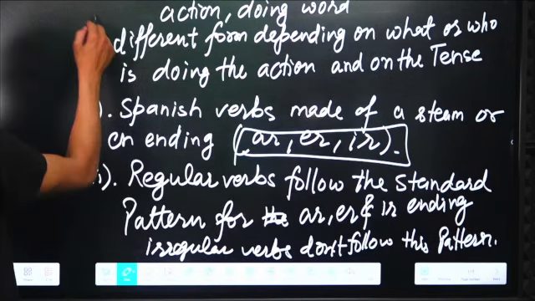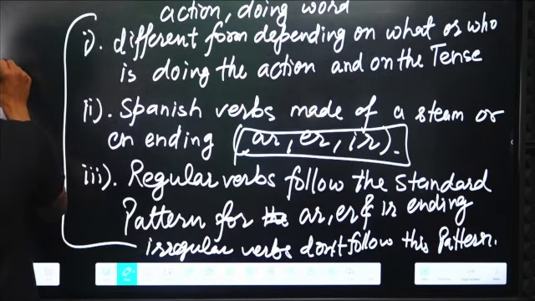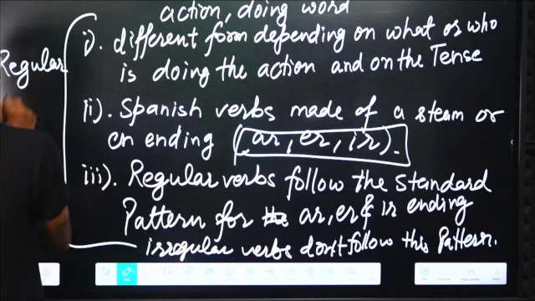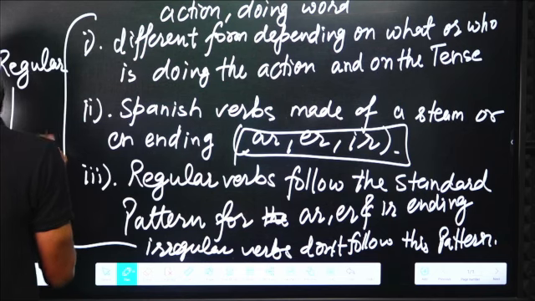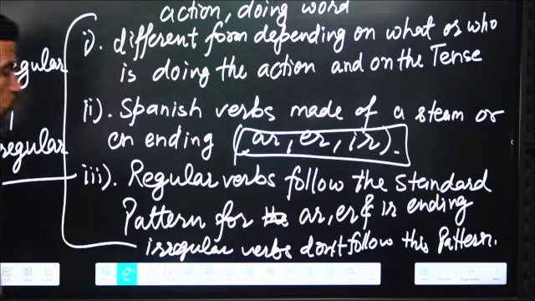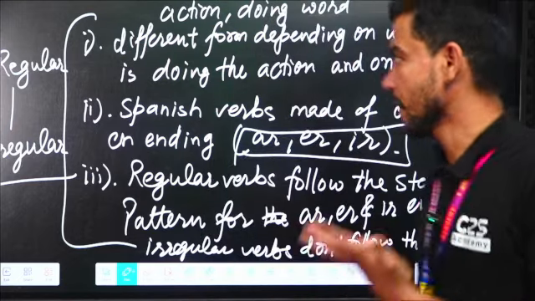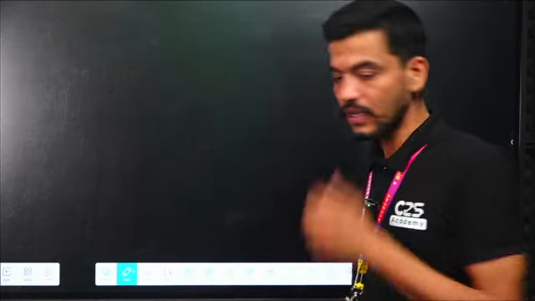And the classification I told you: two kinds of verbs. One is regular, the second one is irregular. Two kinds of verbs are there in Spanish, regular and irregular. Now let's move to the verbs.